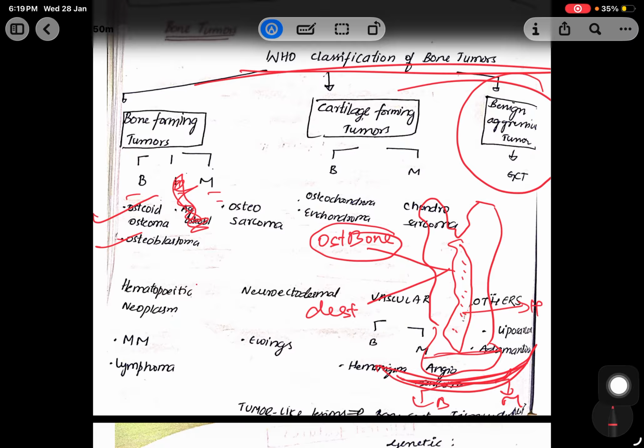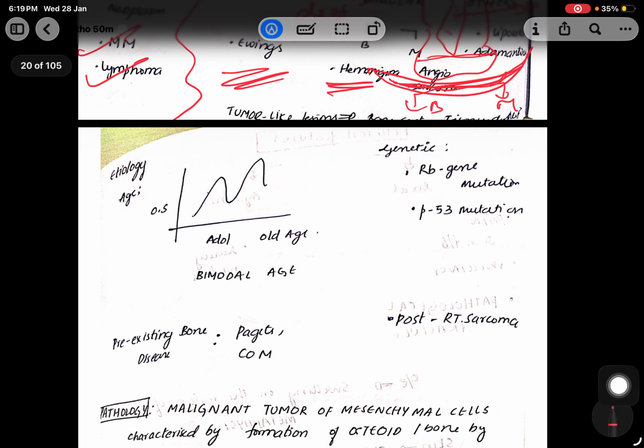The hematopoietic neoplasms, again, which I mentioned here, are multiple myeloma or lymphoma. Neuroectodermal, which is present near it, is Ewing's. Then again, you might have any vascular tumor, because even bone has vascularity. You might have a benign condition like hemangioma, and malignant conditions like angiosarcoma. Then others. Again, secondaries are the most common bone tumors, so I have to obviously mention that.